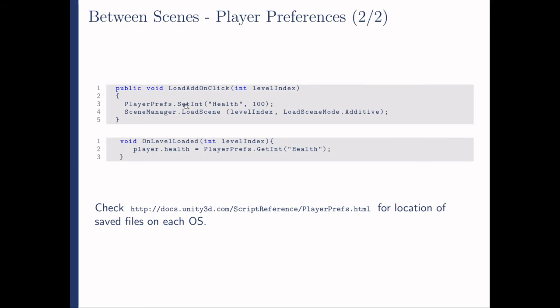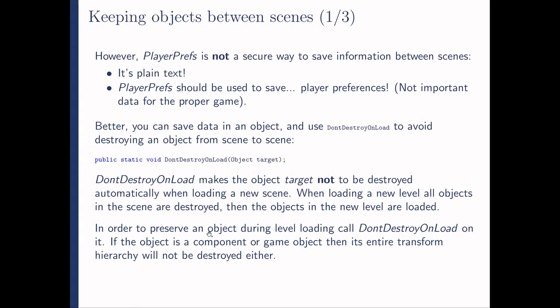Here are some examples of how to set and get information from these PlayerPrefs. And then essentially you can also check the script reference, which among other things also tells you the location where these save files are stored in your computer, because that changes if you're using Mac or Windows or Linux. But yeah, as I was saying, PlayerPrefs is saving this in plain text, so it's not a very secure way of saving this information.